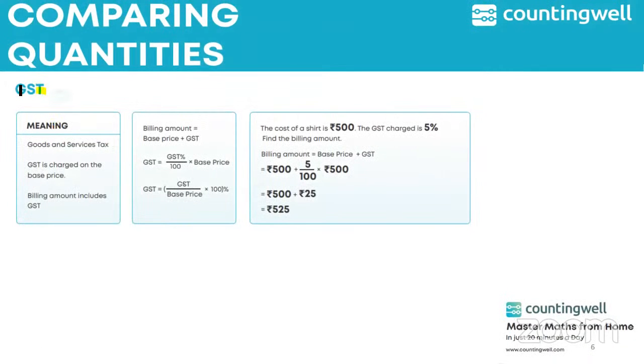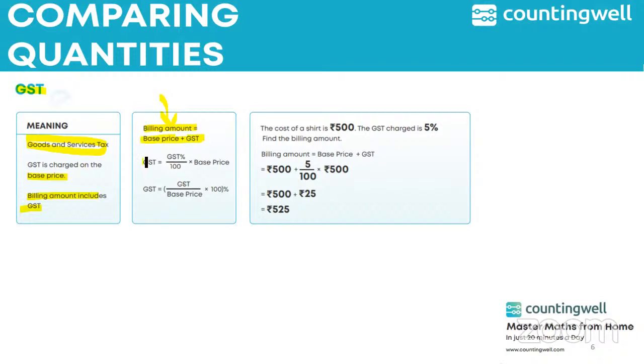Now let us see what is GST. GST has full form goods and service tax. It is charged on the base price and the billing amount always includes GST. Let us see what is billing amount. It is nothing but base price plus GST. So whenever you buy one object, they give you a bill, and that bill will contain the base price of that object plus the GST for that object.